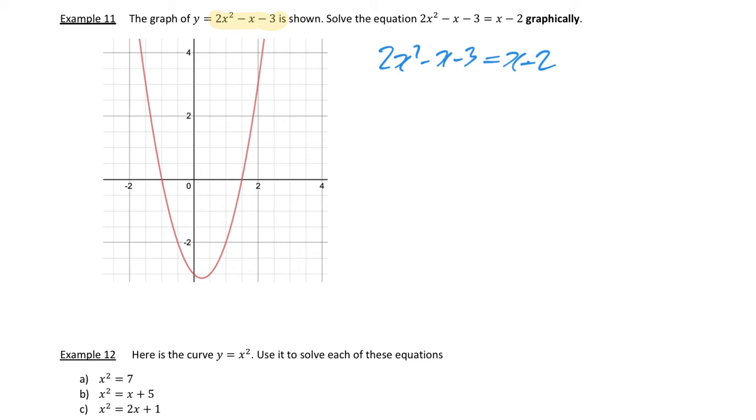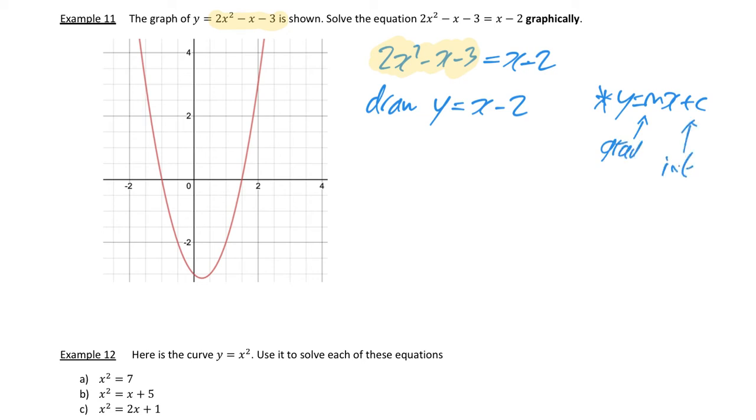You've already got this. Our left-hand side is our curve, so all we're going to do is draw what our right-hand side is. So draw y equals the right-hand side, which is x minus 2. Now we know how to draw y equals x minus 2, so just a wee reminder. Remember, y is equal to mx plus c, where m is your gradient and c is your intercept.